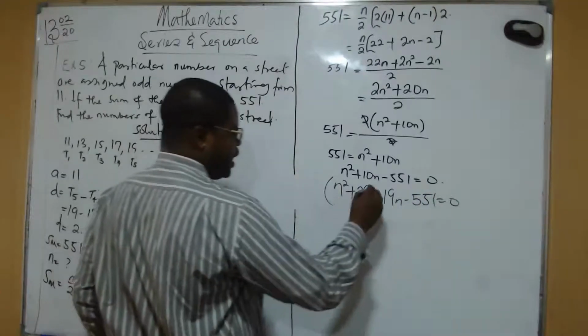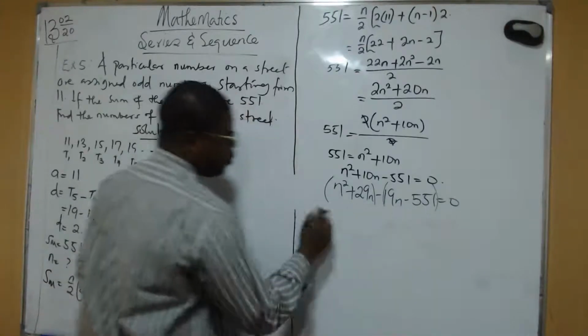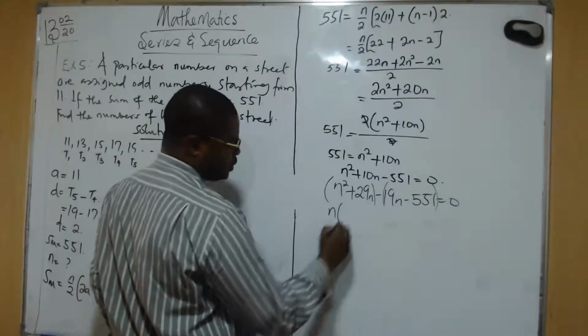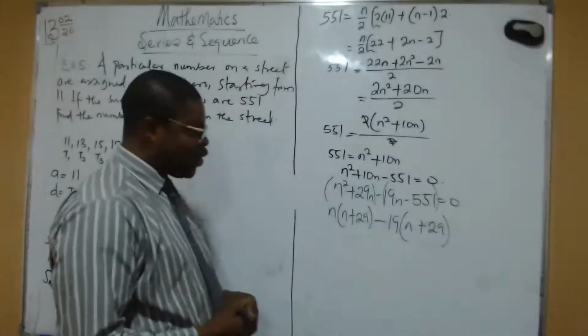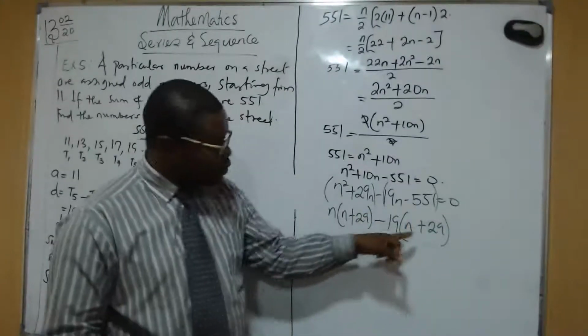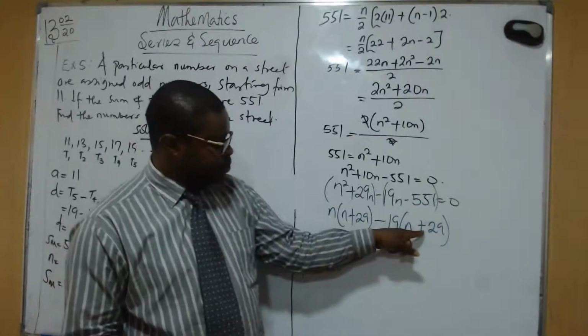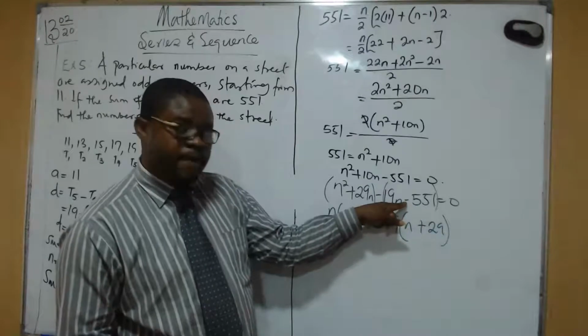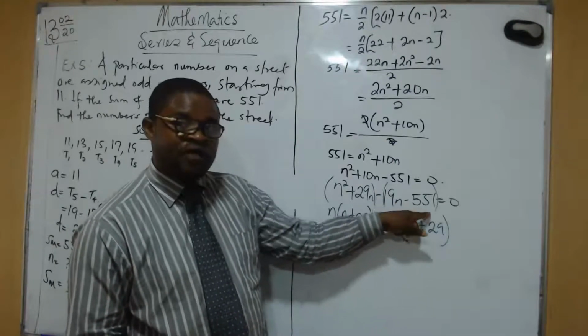0. Here, what is common here now? N is common. N plus 29. You ask again, here is minus, why am I still putting plus here? Minus here times plus here will give me minus. So 19 times 29, I have minus 551. That's it.